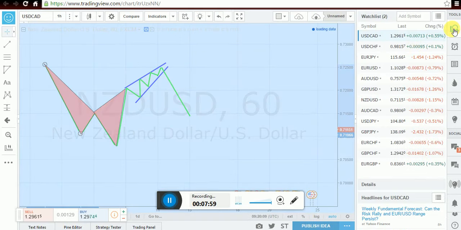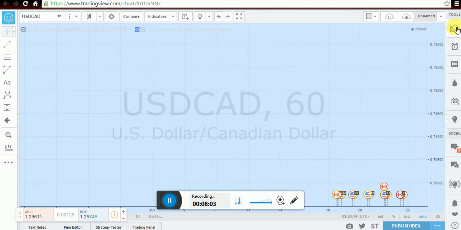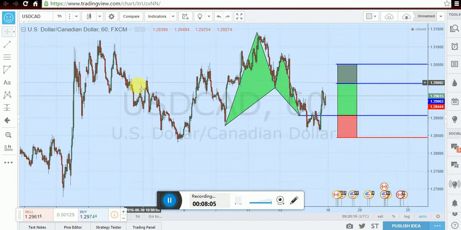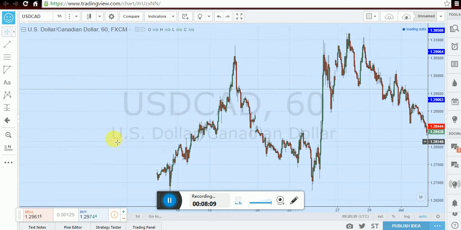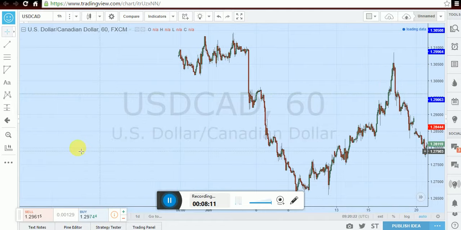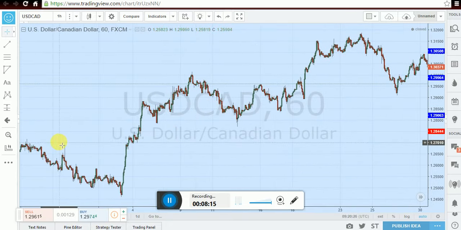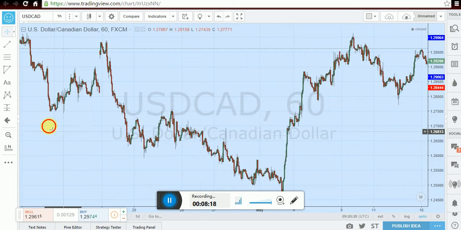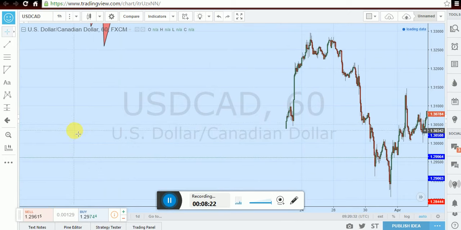I think it was on the Canada that we had an example like that. I'm going to have to scroll all the way back to find that trade. I think I've already marked it out. So let me just scroll all the way back and find it for you guys. I think it was a bearish cipher as well. There it is.